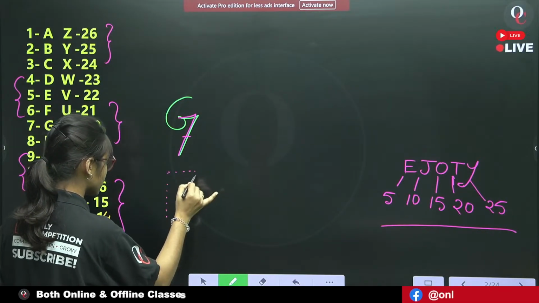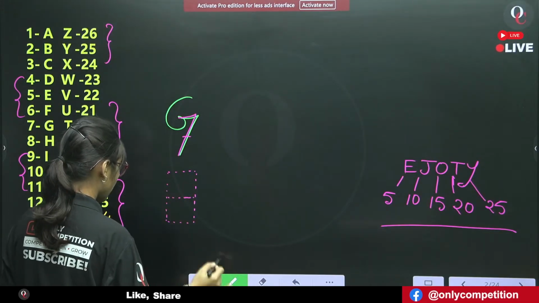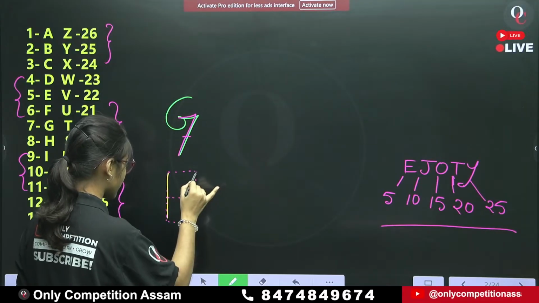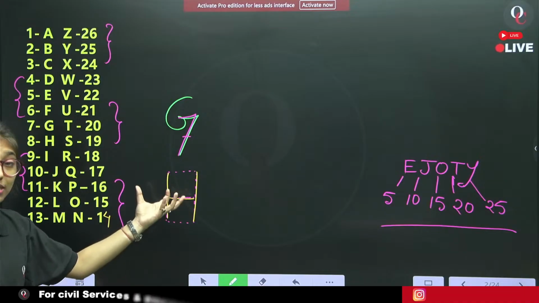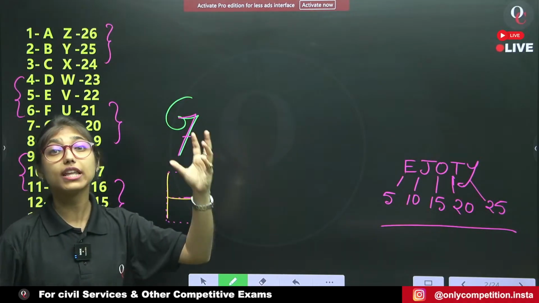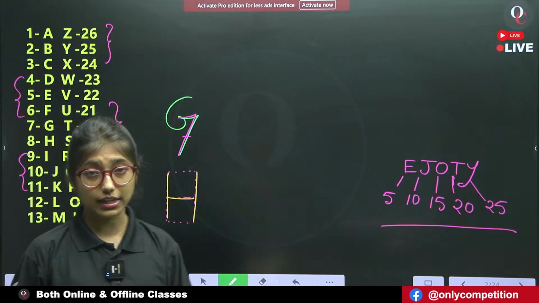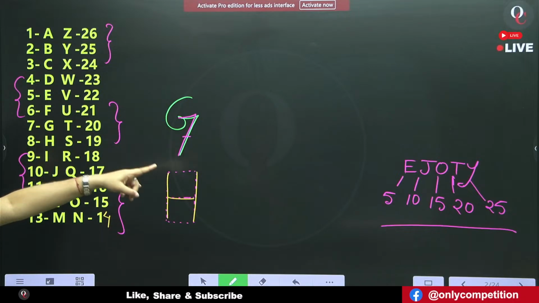Just imagine a digital 8. From this digital 8, you can trace an H out of it, and therefore H's position value is 8. Okay, done. 9, 10, 11 can be memorized using ejoti.